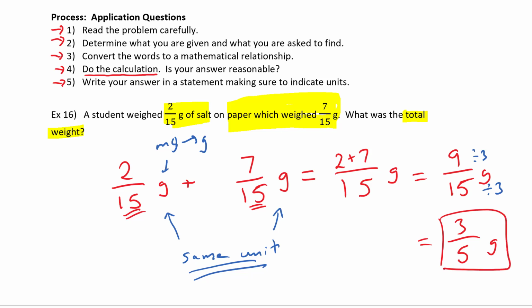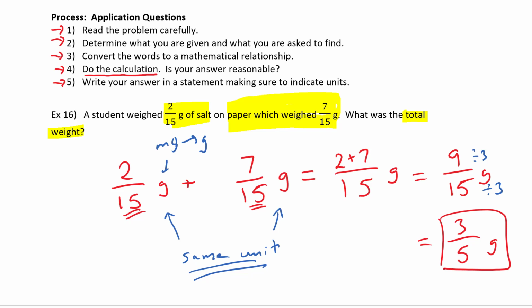We're not done yet. Ask yourself, does this make sense? Is this reasonable? Doesn't seem like too much. They're very small, 2/15, 7/15 of a gram, both low quantities. And 3 over 5, that seems low as well, but slightly larger than, say, 2 over 15 or 7 over 15. So that looks pretty reasonable.